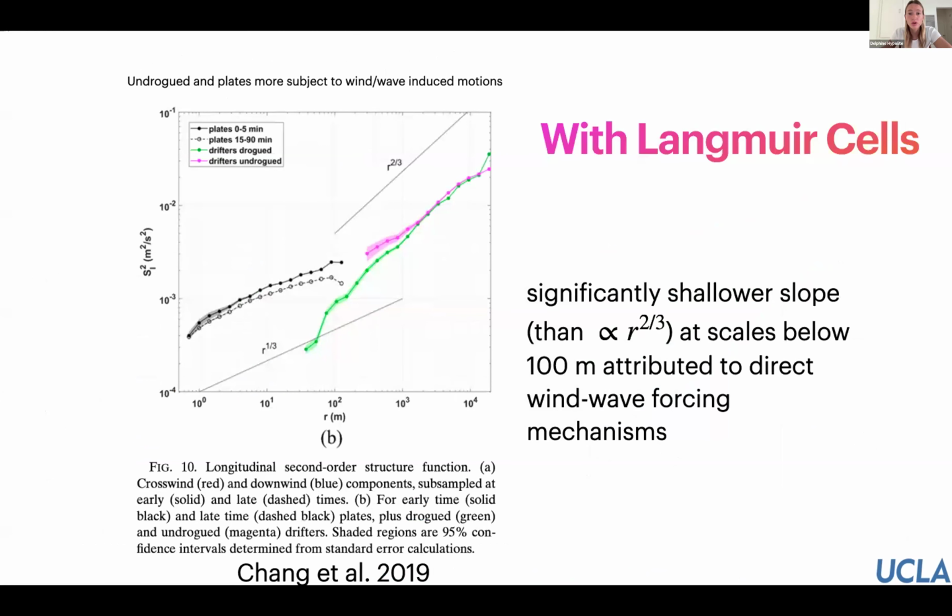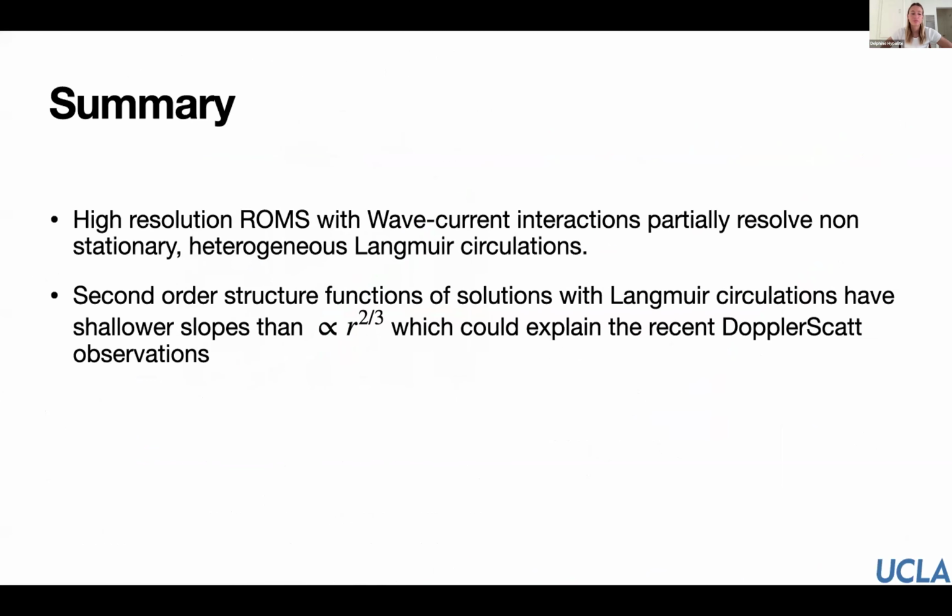It's also recalling another set of observations that's been done in the Gulf of Mexico, where at very small scales, with plates, they have been observing that break in the classic law of Kolmogorov. And they also attributed that at the time directly to a wind wave forcing mechanism. So this is basically it. I'm going to end my talk here.